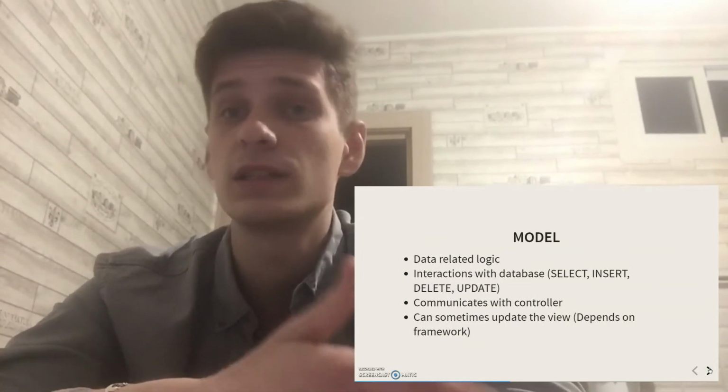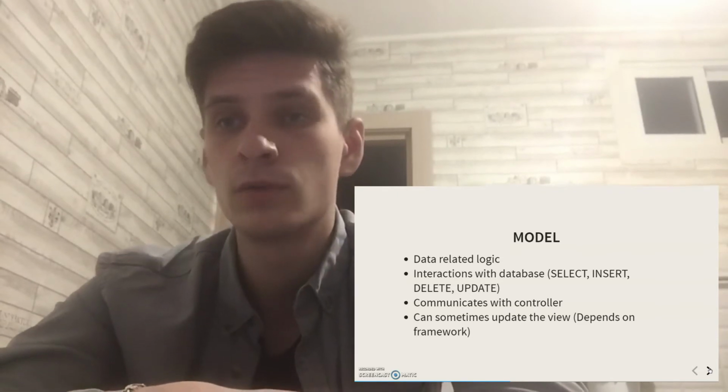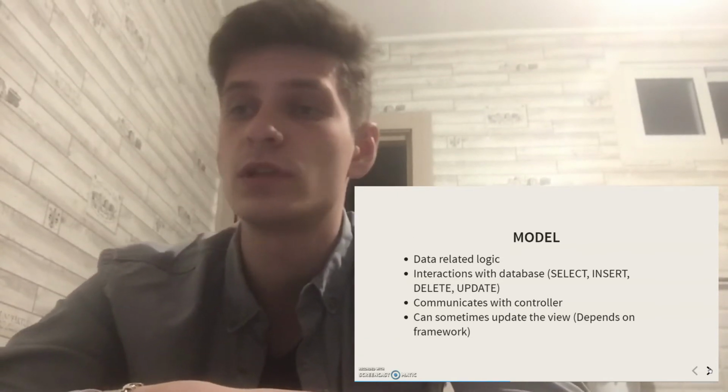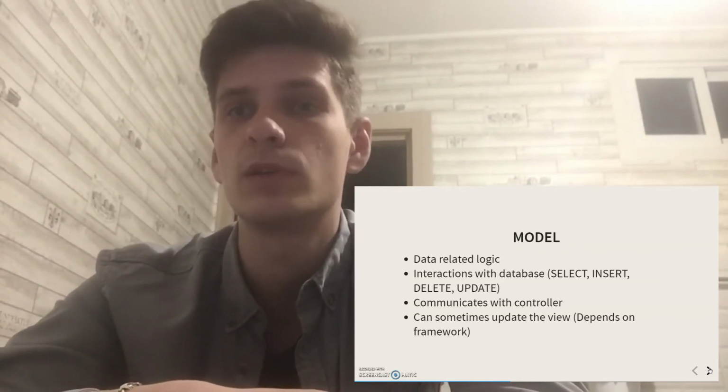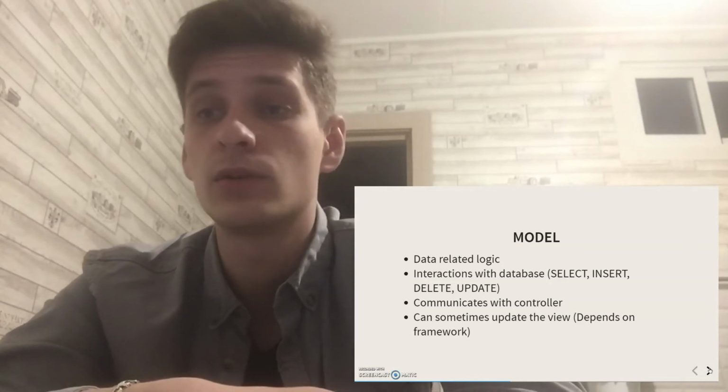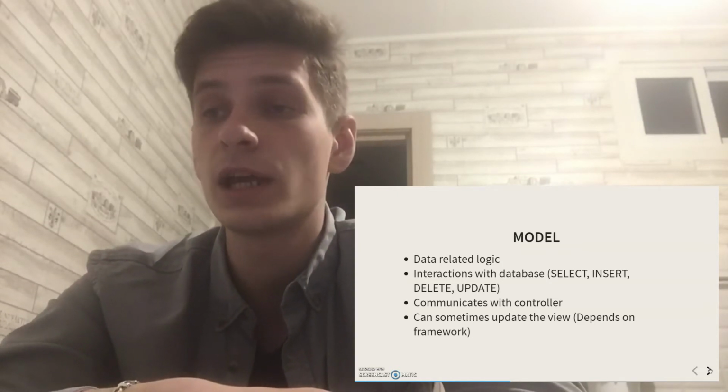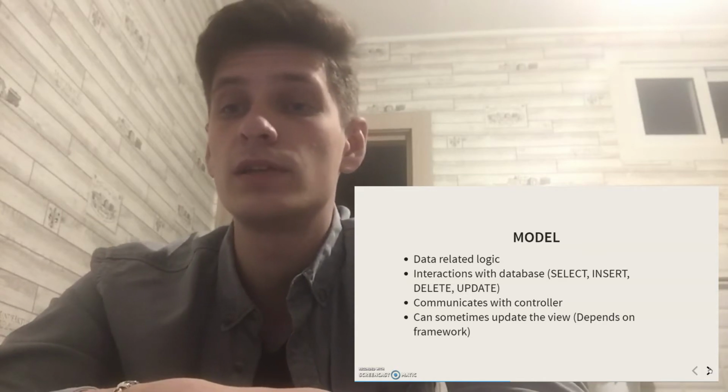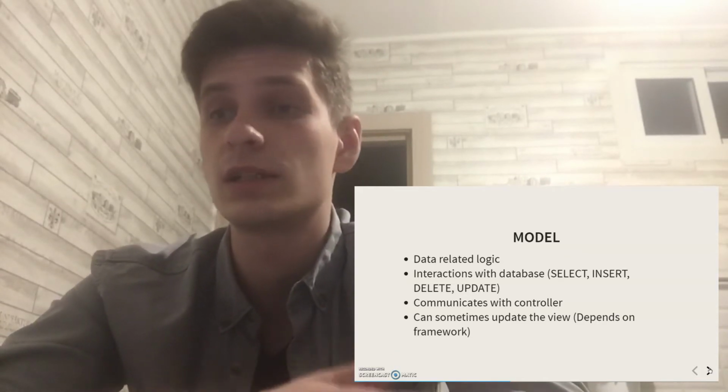Alright, so now we are going to get into the three components of MVC, which are model, view, and controller, as I said before, guys. First we have the model, which is responsible for getting and manipulating the data. So it's basically the brain of the application, and usually it interacts with some kind of database.